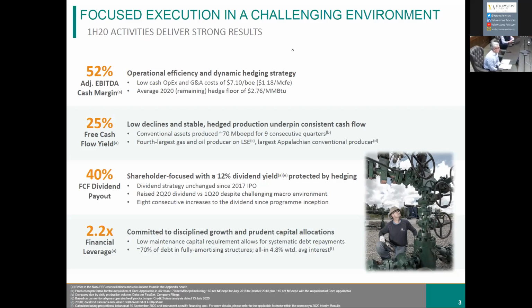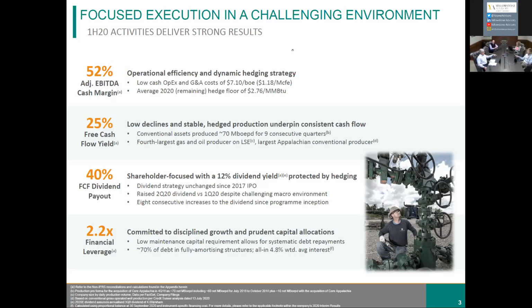The hedge floor for 2020, $2.76, was, as we'll talk in a minute a little bit deeper into that, able to help prop up those prices and keep us in a very good place from a cash flow perspective. Free cash flow yield: the good news is it's come down a little bit since the second quarter, mostly because the stock price has had some re-rating and some rebound over the last several weeks. But the free cash flow yield is still strong at 25%.